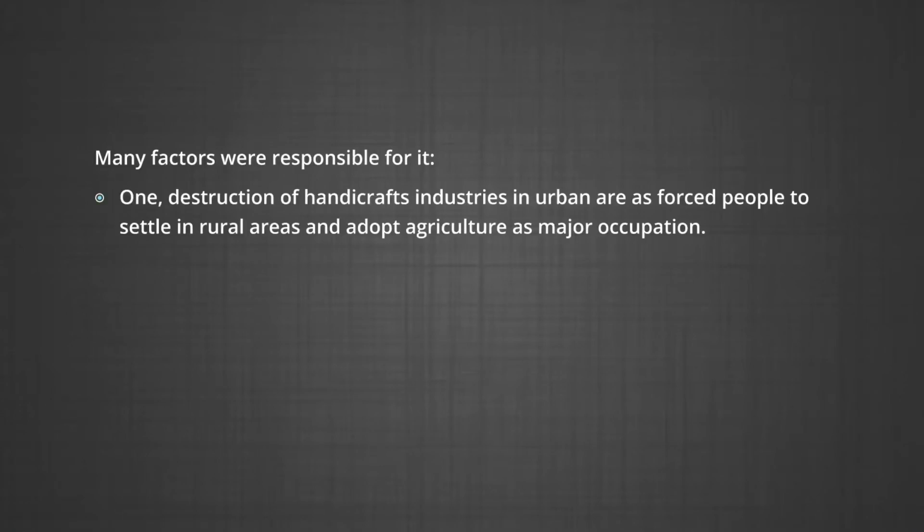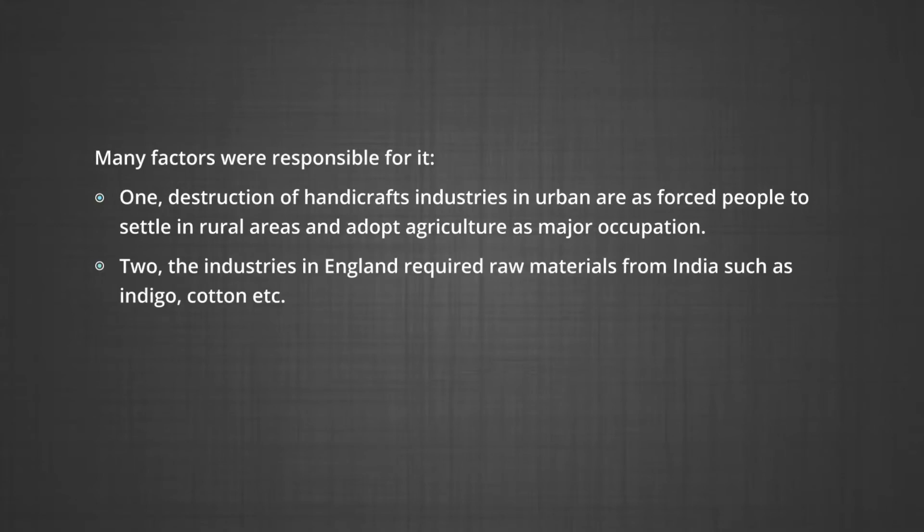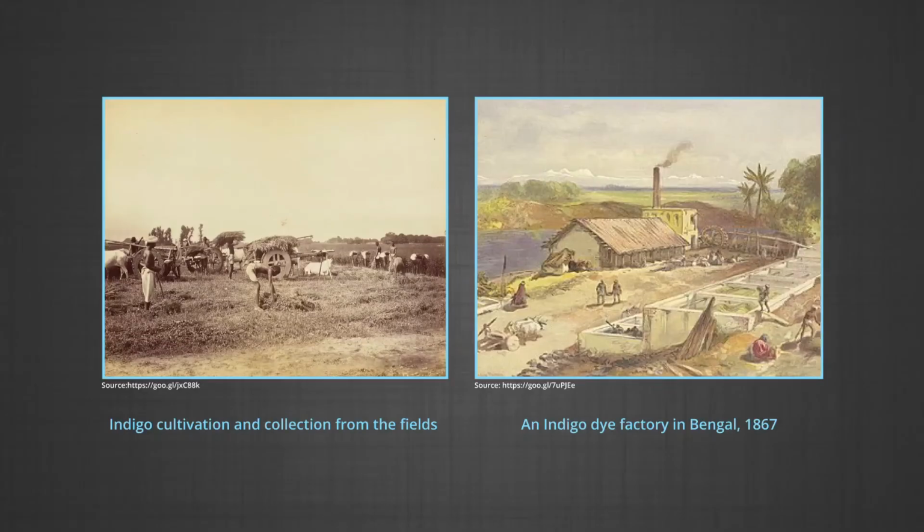1. Destruction of handicraft industries in urban areas forced people to settle in rural areas and adopt agriculture as major occupation. 2. The industries in England required raw materials from India such as indigo, cotton, etc. For this, the British agents used to purchase these raw materials from the farmers by paying them cash. So, attracted by cash, the farmers started cultivation of these crops by shifting resources from food grains production. This development of crop for cash is called commercialization of Indian agriculture.